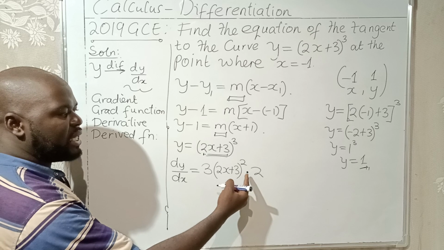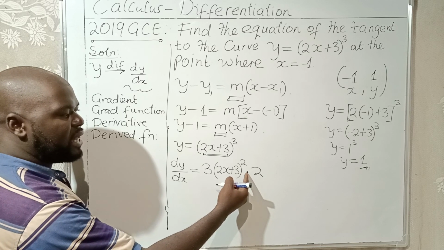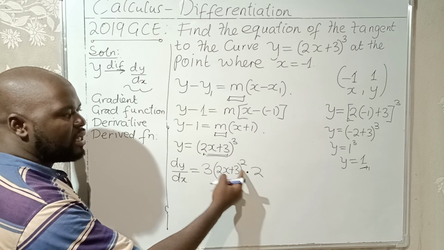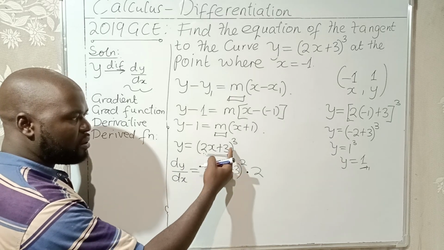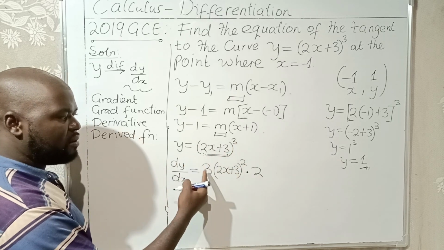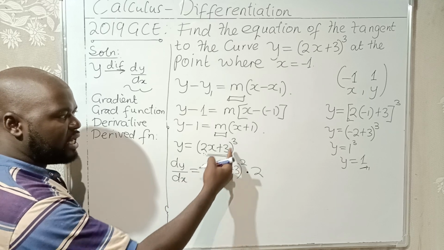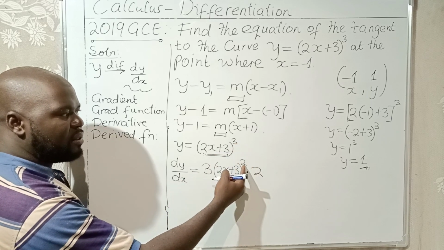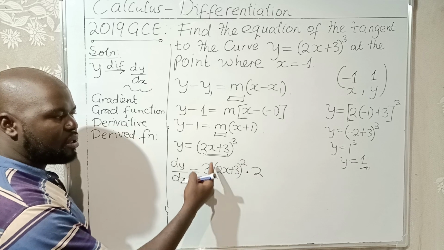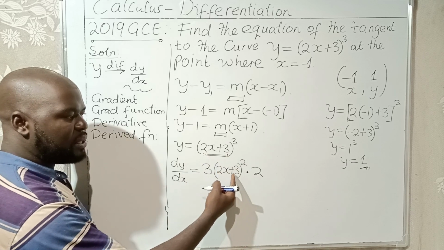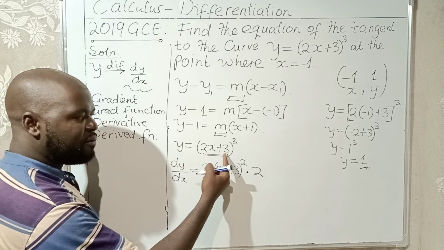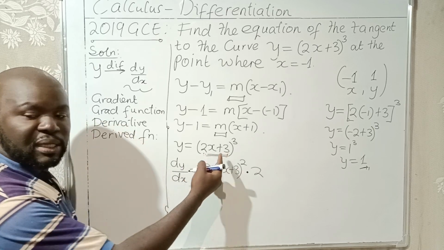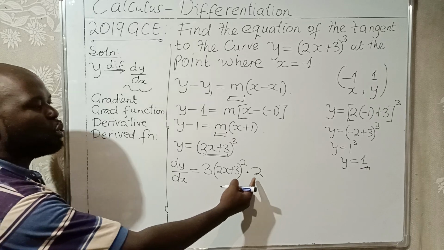Then whatever you get, you come and multiply by the derivative of what is inside. So this is what we did, 3 by 1, 3, and the index reduces by 1, so 3 minus 1, 2. Then we maintain what we had here, we put it here. Then we multiply by the derivative of what is inside. So the derivative of what is inside here is 2.